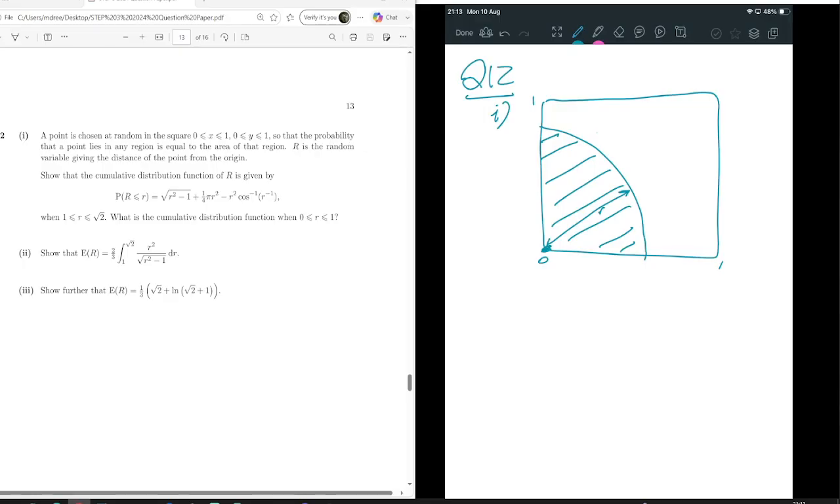In particular, that's only when R is bigger than 1 and less than root 2. So what exactly does that mean for my picture? Well, 1 is this value here. Anything less than 1 is going to be really nice because it's just a semicircle, and we can work out the area of that semicircle, and that gives you the distribution. You can see that the second half of this question is exactly that. I kind of want to do the second half first, but I'm going to hold out. I know that second part will actually be really pleasant.